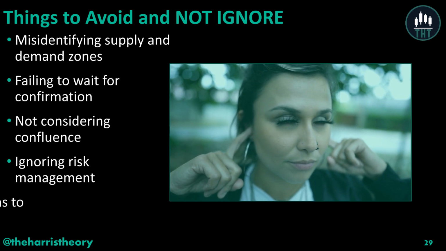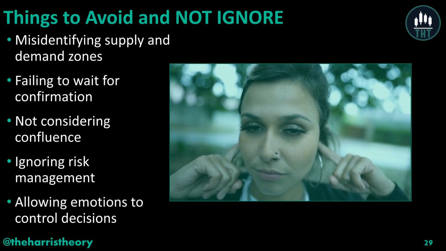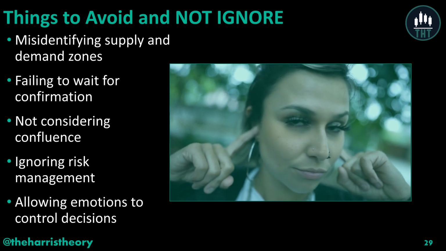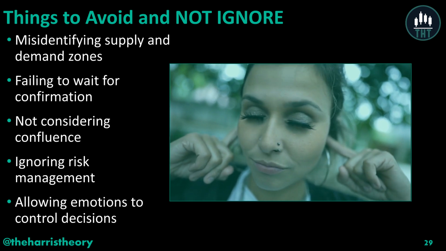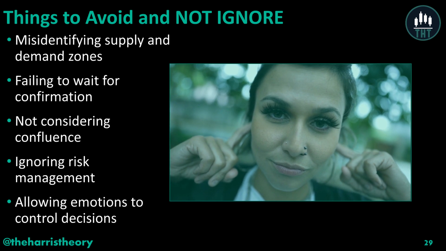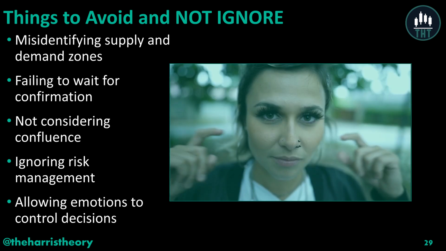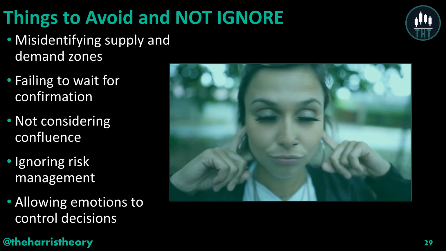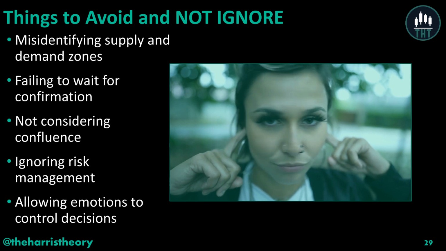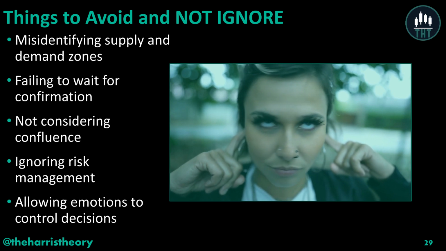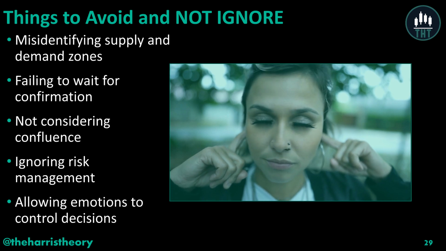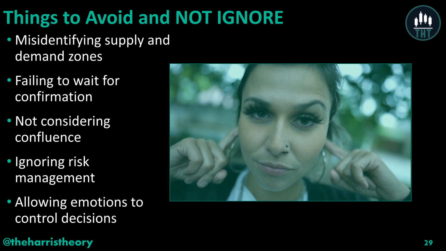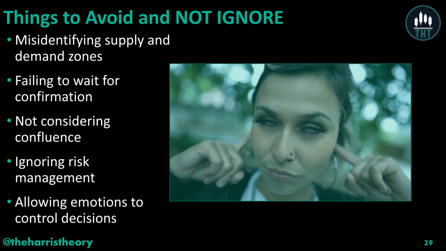And finally, allowing emotions to control your decisions. Emotions can cloud your judgment and lead to impulsive decisions that are not based on sound trading principles. As a trader, you should always follow your trading plan and check off your confluence list. Avoid making decisions on impulse, because more than likely the impulsive decision will lead to a bigger loss, getting you into a cycle of chasing trades, and at this point you are entering a vicious cycle that you do not want to be in.